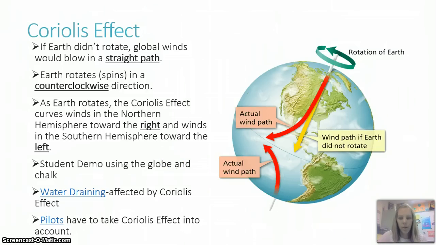Also, I'm not going to post the presentation until after Wednesday, but on that day we'll look at a short video on how water drains in the southern hemisphere, northern hemisphere, and right at the equator. We'll also check out a simulation of how pilots have to take into account the Coriolis effect.